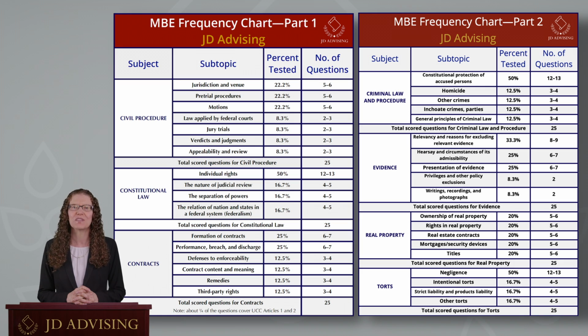So how can you use this information to help you study? Imagine that you have a certain amount of time to study and you find yourself struggling with negligence and present and future interests. For purposes of the MBE, it makes sense to focus more time on negligence than on present and future interests. Why? Because you know that you will see 12 to 13 questions on negligence, but you will probably only encounter 2 or 3 questions on present and future interests.